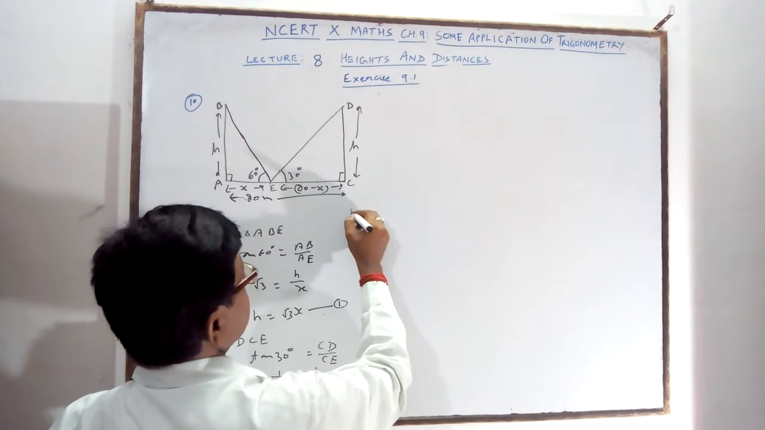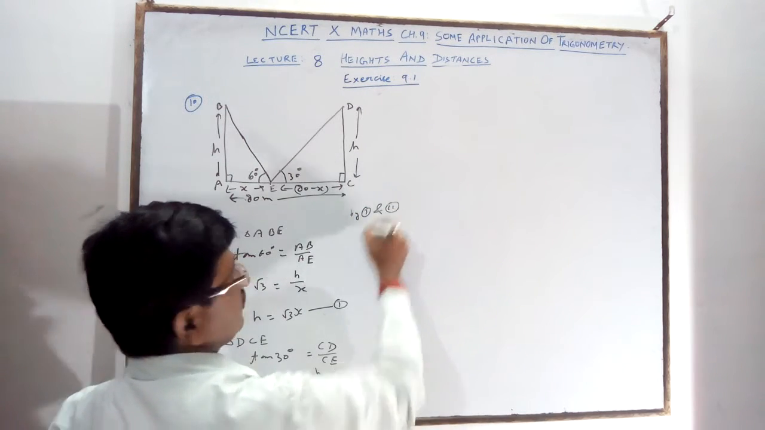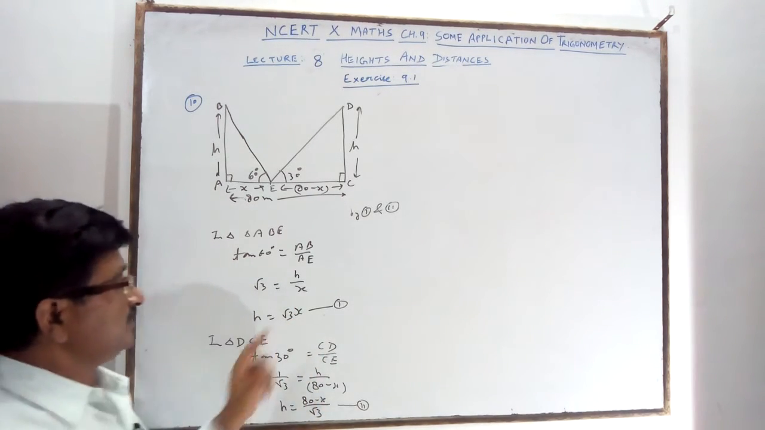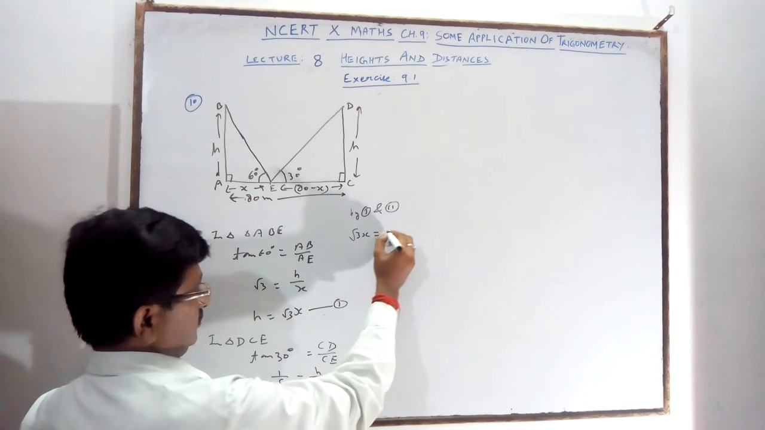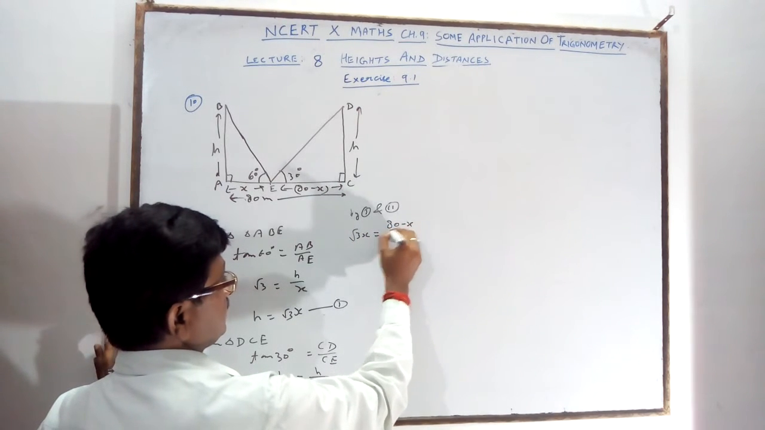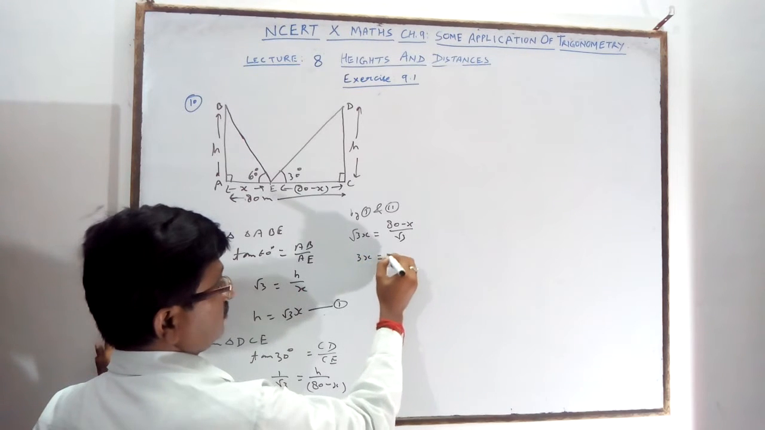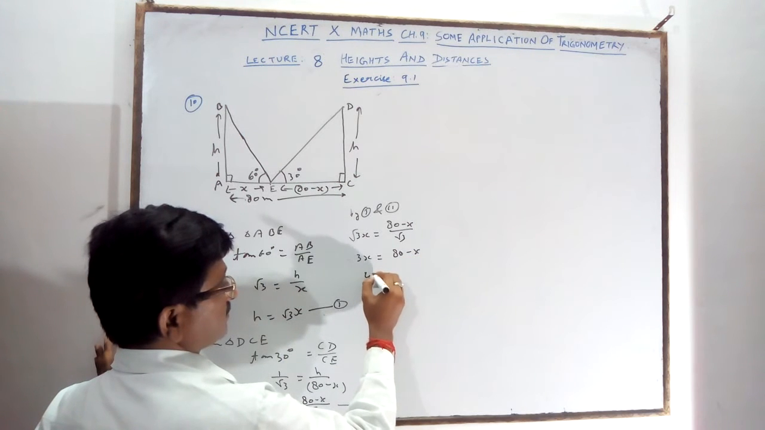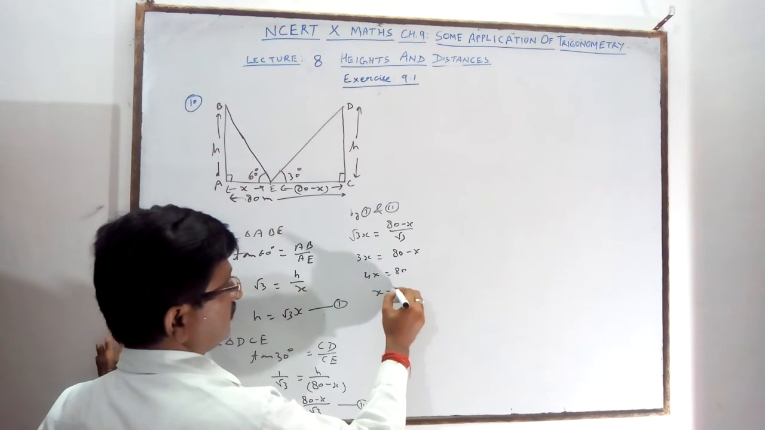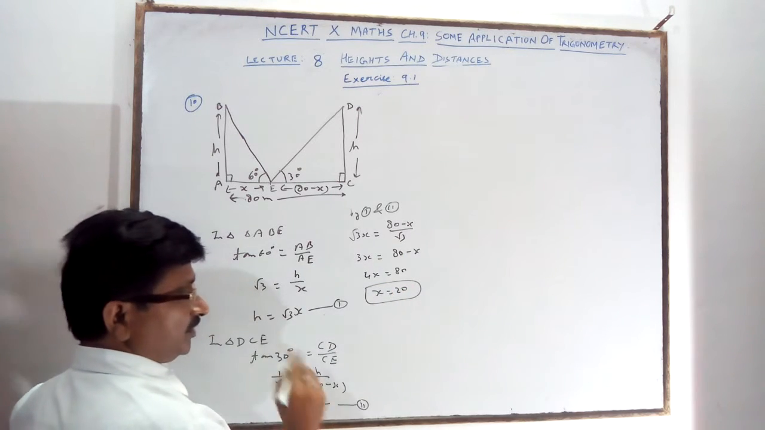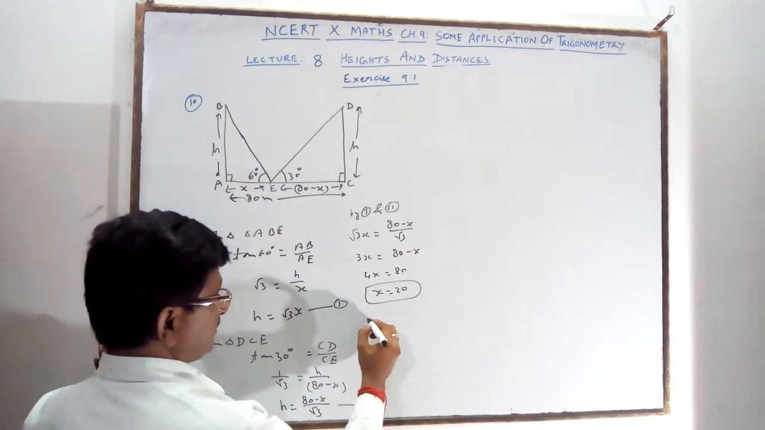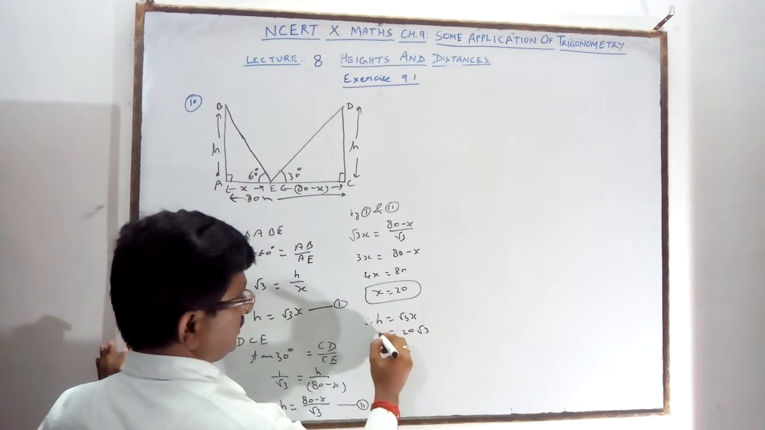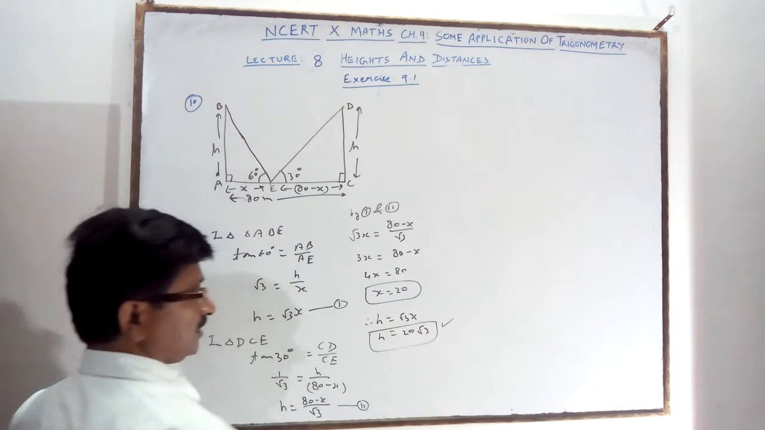Comparing first and second, what will you get? Both the h are equal, means this is equal to this. LHS equals RHS. Root 3 x is equal to 80 minus x by root 3, means 3x is equal to 80 minus x, so 4x is equal to 80, then x is equal to 20. Therefore, by the first, h is equal to root 3 x, which means 20 root 3. Height of both the poles is 20 root 3.